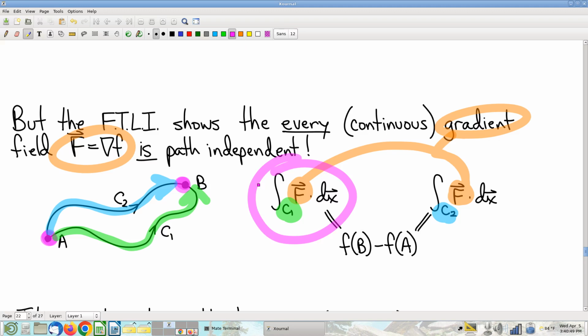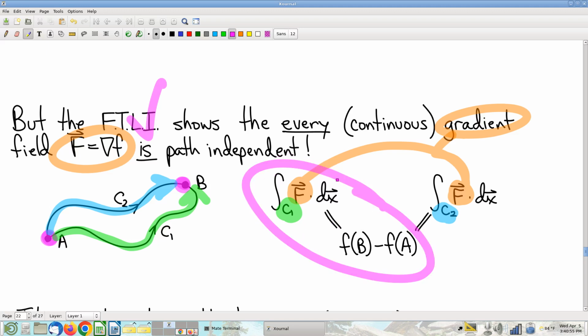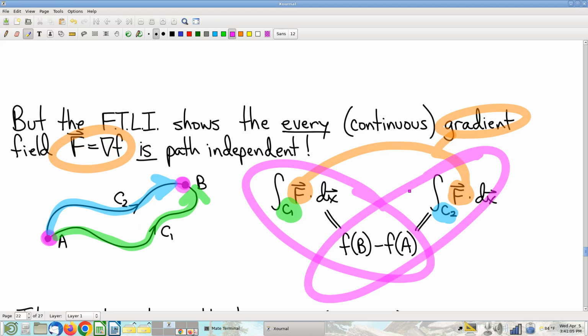Line integral of a gradient. The fundamental theorem of line integrals applies. I can compute that line integral over a gradient with the fundamental theorem of line integrals. Now let's do it for the integral over C2. Well, again, this is a gradient, so I can use the fundamental theorem of line integrals. It's still a gradient because it's the exact same vector field.